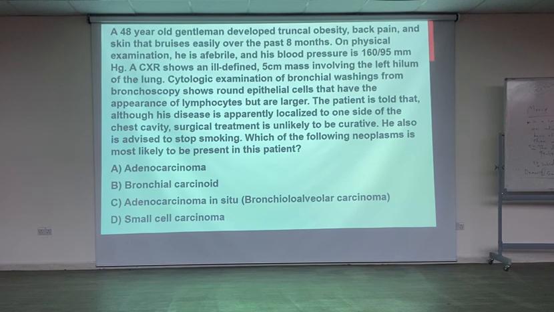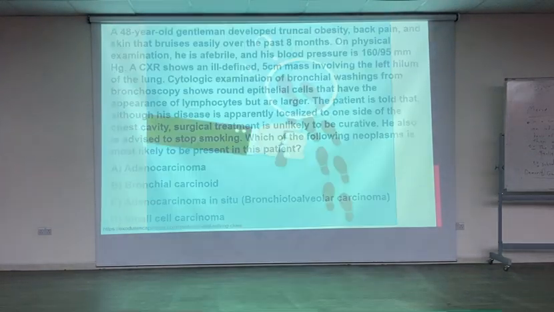Cytologic examination of the bronchial washing from the bronchoscopy shows round epithelial cells that have the appearance of lymphocytes, but they are larger. The patient is told that although his disease is apparently localized to one side of the chest cavity, surgical treatment is unlikely to be curative. He is also advised to stop smoking. Which of the following neoplasm most likely to be present in this patient? So let's try to collect the clue.